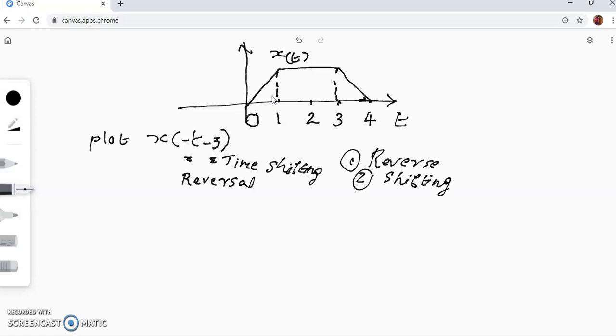You have got x of t here, right? This is your x of t. I have put a tick mark there. Now you have to draw x of minus t.